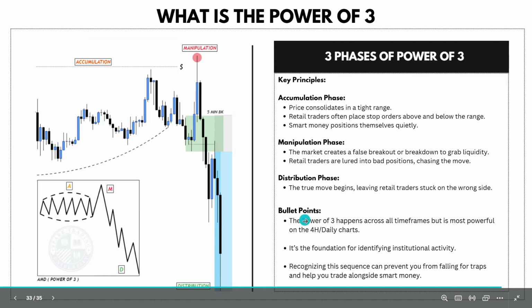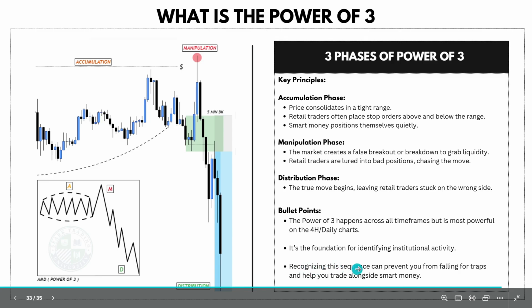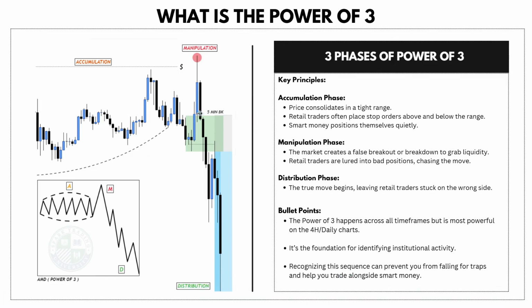Some bullet points: the power of 3 happens across all time frames, but is most powerful on the 4-hour and daily charts. It is the foundation for identifying institutional activity. Recognizing this sequence can prevent you from falling for traps and help you trade alongside smart money. As we can see here, the power of 3 is one of the best high win rate strategies. If you position yourself correctly to watch the accumulation, then wait for that manipulation to happen, and then catch this distribution move, you will make a lot of money. It will do great for your trading.